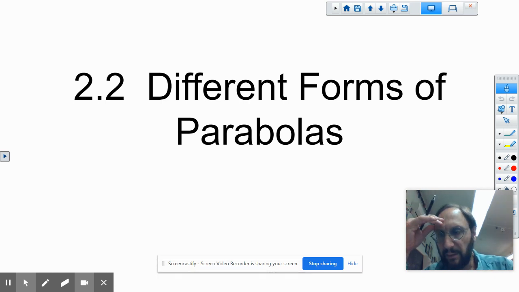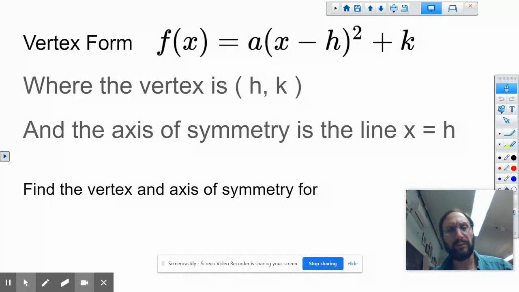Today in class, we learned a little bit about different forms of parabolas, and I just wanted to give a couple more examples for you to work on before you do the assignment. One of the forms was vertex form, which gives you the vertex, like this form here, a parentheses x minus h quantity squared plus k, where (h, k) is the vertex. And the axis of symmetry is x equals h.